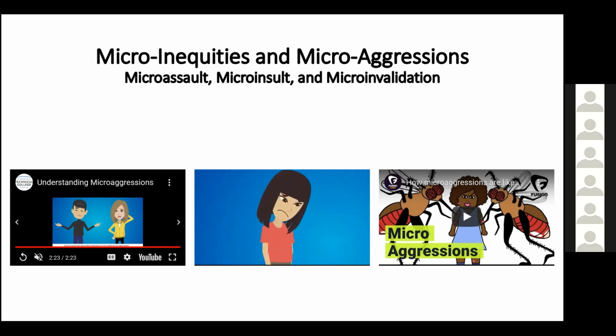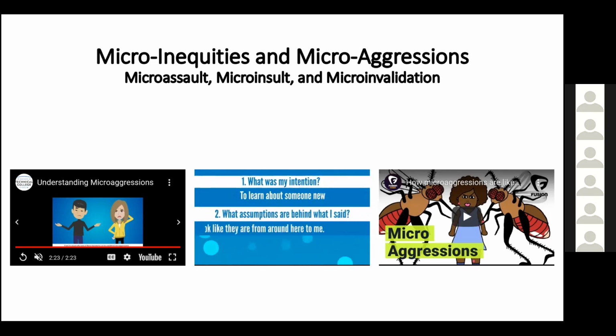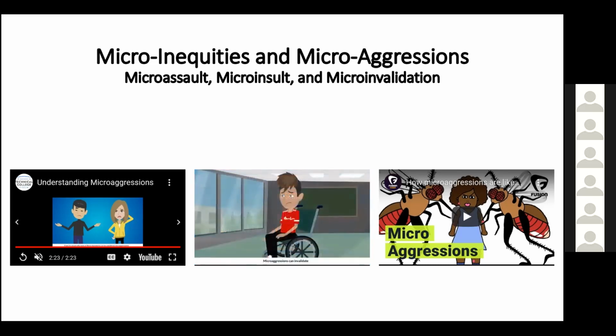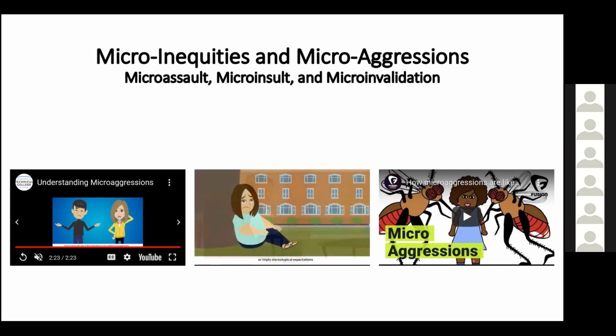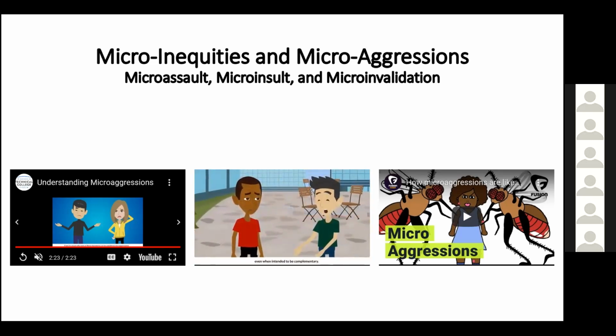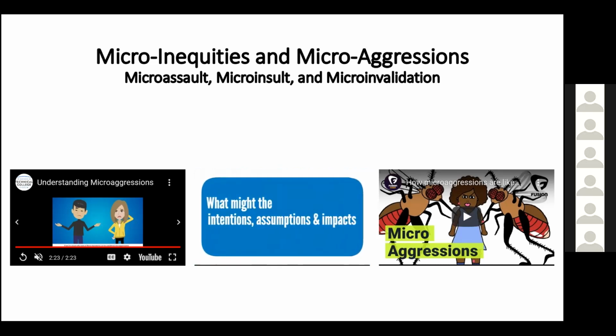The intention of this question might be to connect with someone new, but the underlying assumption is that this person doesn't look like they are from here, and the impact is they may feel othered or question if they belong. Microaggressions can invalidate or exotify someone's identity, or imply stereotypical expectations, even when intended to be complimentary. Have you heard or even said any of these common microaggressions? What might the intentions, assumptions, and impacts be of each?